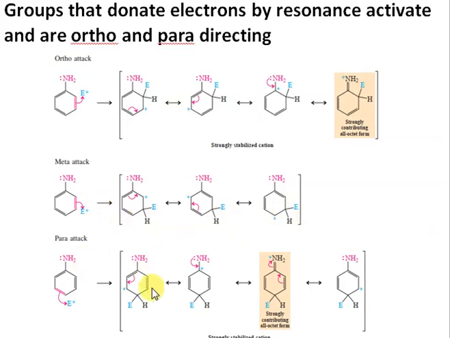Similarly, in case of para attack, here we have this carbocation. This carbocation is being stabilized by electron donation of this nitrogen group, right? So we get a system which is stabilized by means of resonance, right? So this is a very stable resonance structure. Similarly, we get a very stable resonance structure by means of ortho attack, right? So for that reason, the ortho and para attacks are favored, and the products are formed by ortho and para attack, whereas the meta attack does not result in formation of any stable carbocation. Therefore, the meta attack is not favored, right?